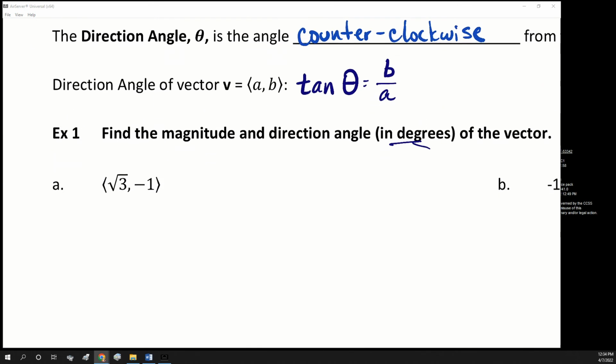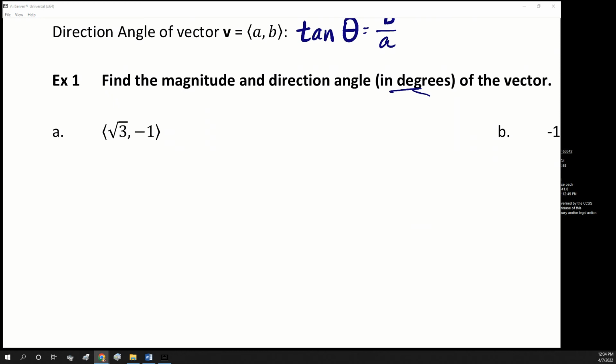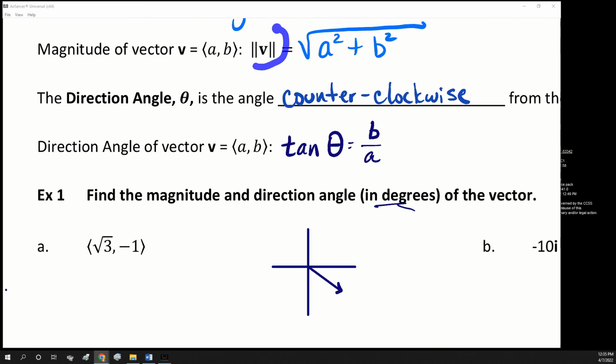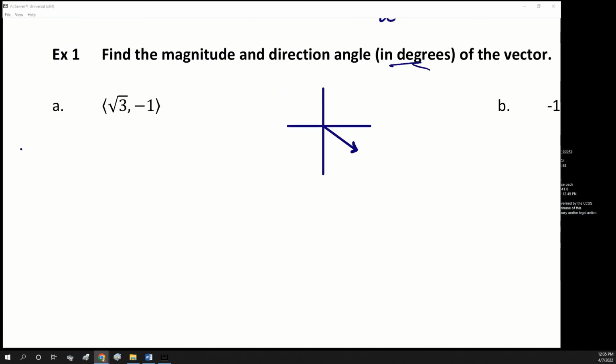Okay, let's start off, and I'm going to draw all these vectors because I learn visually, and I think a lot of you are the same way. A vector with these components means you go over the square root of 3 and down 1, so it'd be kind of like this. That's the vector we're talking about. This is the notation for magnitude: the double absolute value just means the magnitude. So we're going to find the magnitude of this vector.